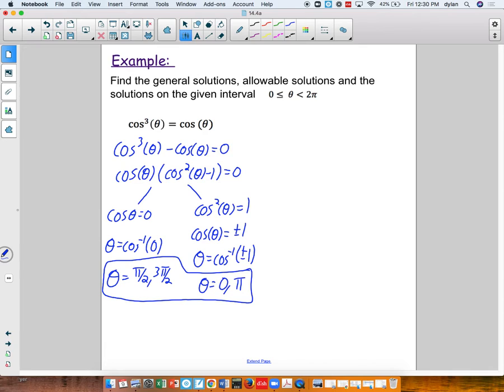Now typically we're going to write these in order. So we would write them as theta equals 0, comma pi over 2, comma pi, comma 3 pi over 2. So this would be our solutions on the interval. Now, in terms of our allowable solutions, we can only select solutions within the allowable quadrants, which for cosine are quadrants 1 and 2.